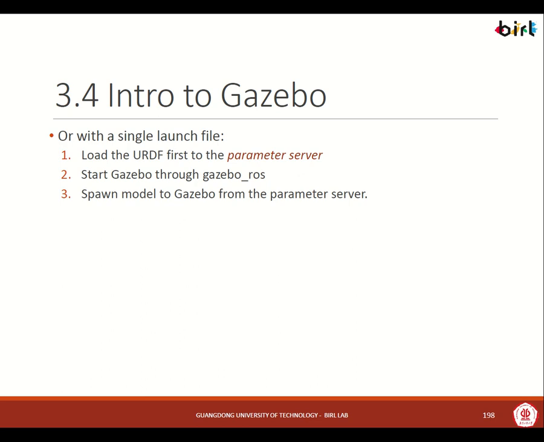The second thing that we do, actually, this point number 2 can be flexible. Start Gazebo through Gazebo ROS. We can do that in the launch file now, or we can do it separately. In fact, your launch file right now does not have step number 2. That's okay. That means we need to start Gazebo manually right now. Later, we will put start Gazebo automatically in the launch file. Okay? And third, we're going to spawn the model to Gazebo from the parameter server.